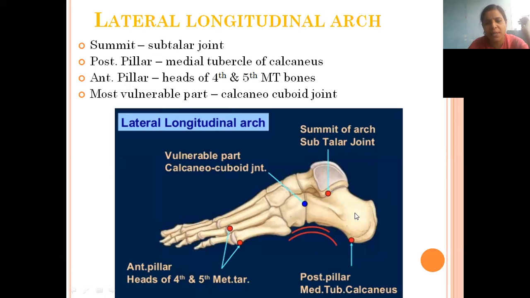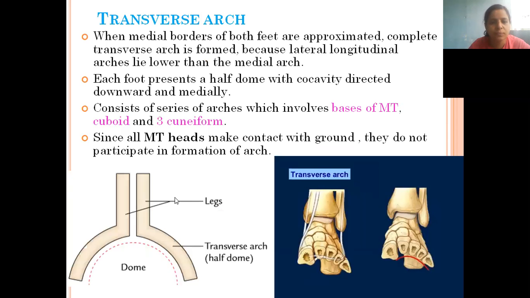Then the posterior pillar. Which bone is the posterior pillar? Calcaneus. And this pointed area, this is the lateral tubercle of calcaneus. Then we have these two heads of which are the last two bones? Fourth and fifth metatarsal bones. And the most vulnerable part here, that means the most stable, which gives the support in this, is the calcaneocuboid joint. This one, the calcaneocuboid joint.